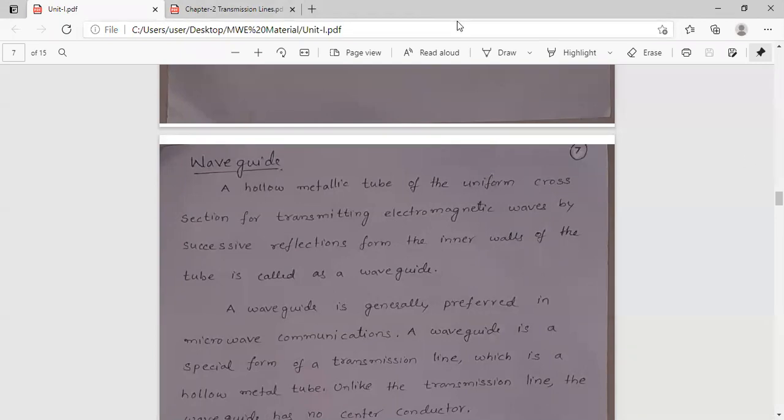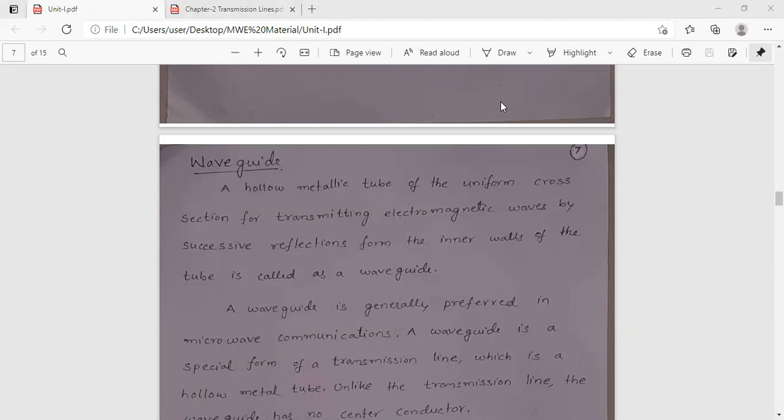What is the frequency range of microwaves? 1 gigahertz to 300 gigahertz. Yes, and fine. Good. So that's what I have said, 1 gigahertz to 300 gigahertz. And in terms of wavelength, it is given as 30 centimeters to 1 centimeter.